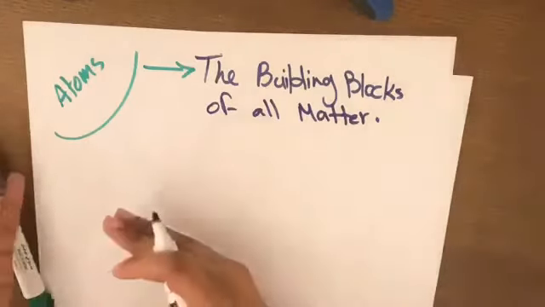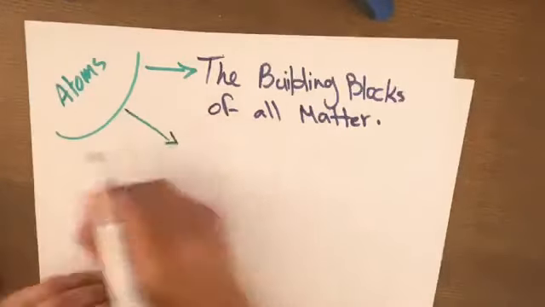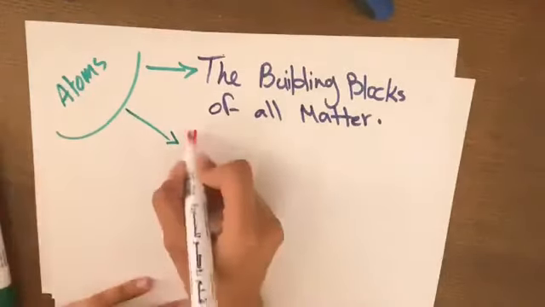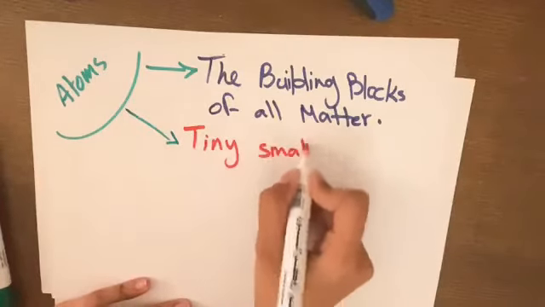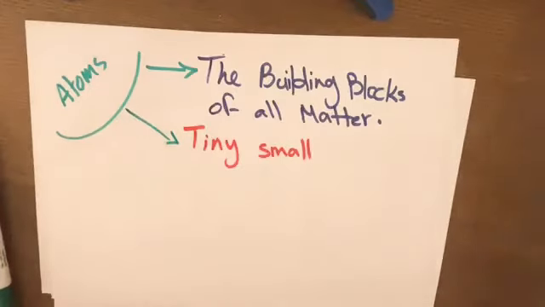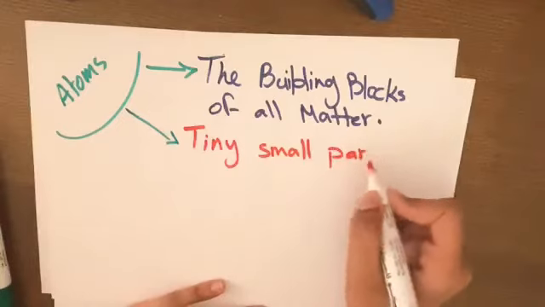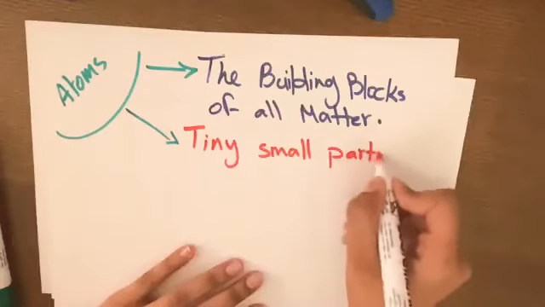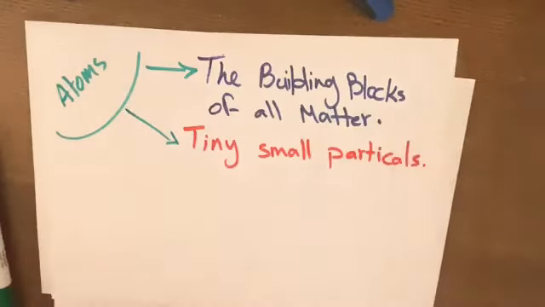So if atom is the building block of all matter, can you see it with your own eye? No, never. They are tiny and small particles that you cannot even see with your own eye. You need a special microscope only to look at them. So, they are so tiny and small particles.